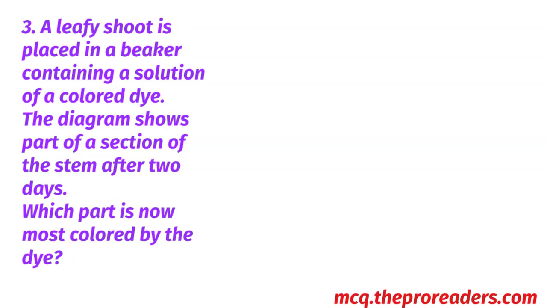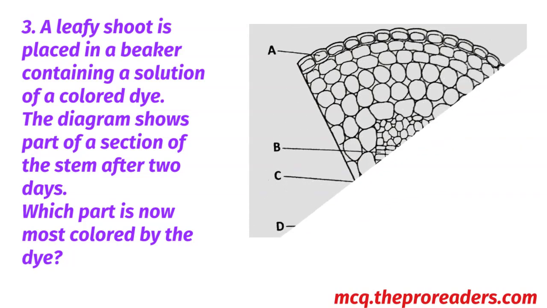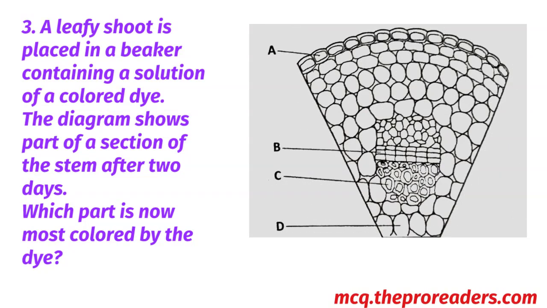A leafy shoot is placed in a beaker containing a solution of a colored dye. The diagram shows part of a section of the stem after 2 days. Which part is now most colored by the dye? A, B, C, D. Option C is the correct answer.